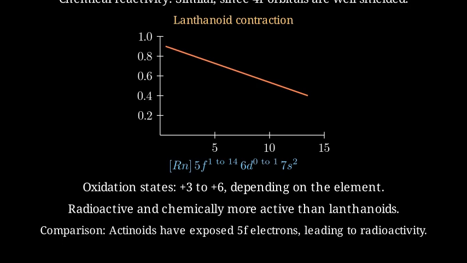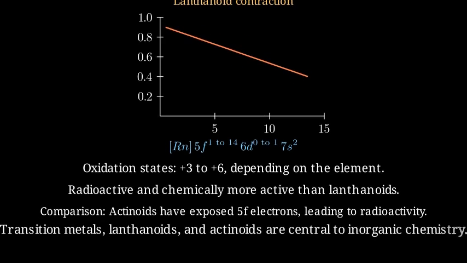Compared to lanthanoids, they are less stable, and their radii change more sharply because the 5f electrons are more exposed. That wraps up our guided tour of the D and F block elements. The transition metals bring diversity through the d orbitals, while the lanthanoids and actinoids fill the f orbitals with subtle effects on size, reactivity, and radioactivity. Keep exploring and stay curious.